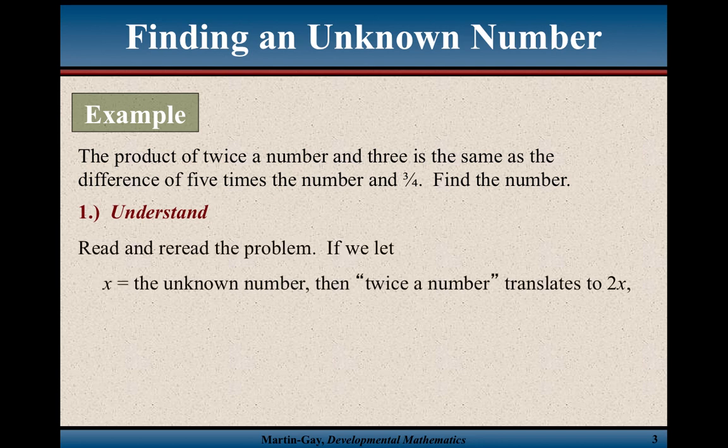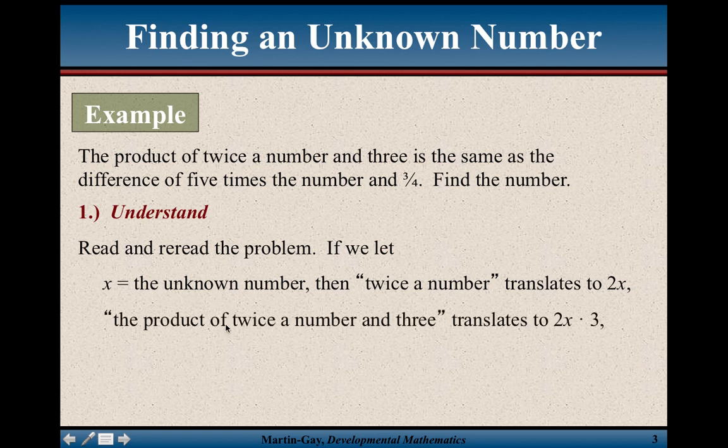If we let x as the unknown number, then twice a number can be translated into 2x. Sabi kasi dito, twice a number. So that's equal to 2x. And that number is equal to x. Tapos, the product of twice a number and 3. Ibig sabihin, kung ito-translate mo siya, the product of twice a number times 3. Kasi yung product ng number daw, tsaka nung 3. Twice the number, at tsaka nung 3.